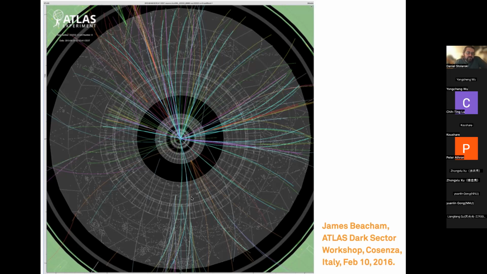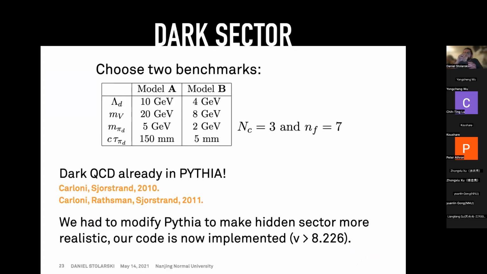Of course, doing this professionally is much harder than doing this as a phenomenologist, but they have begun to attempt this. And so for us, we needed to simulate these kinds of events, and certainly if you want to convince experimentalists to do a search, they will also ask you for tools to simulate these events.